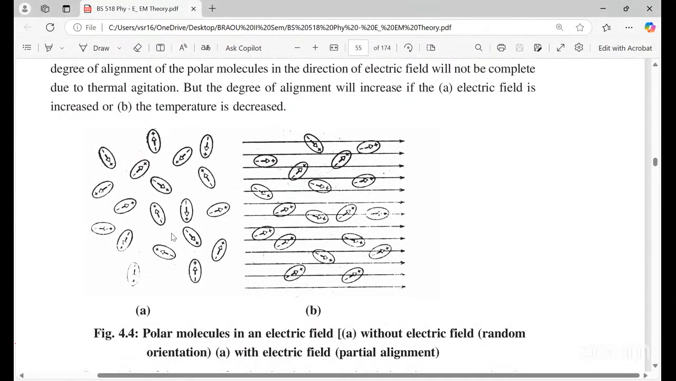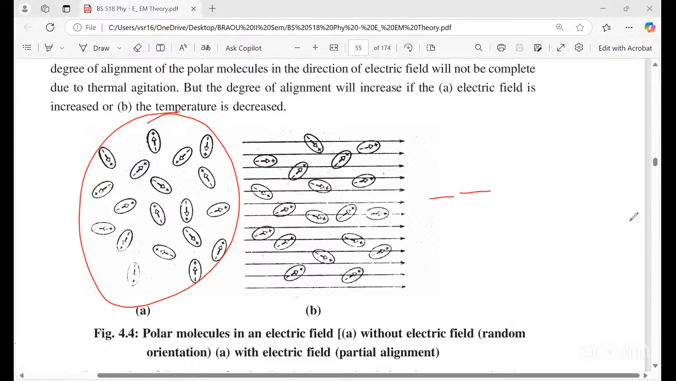Here you can see the first picture: polar molecules and electric field. Without electric field. Very, very important, this portion is without electric field. So here minus and this is the plus. Okay, so this is the dipole.